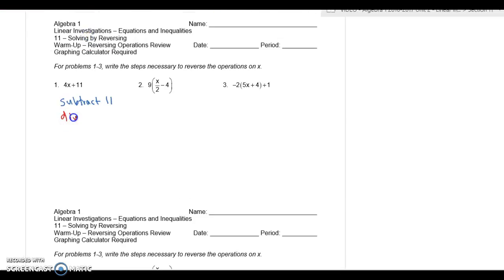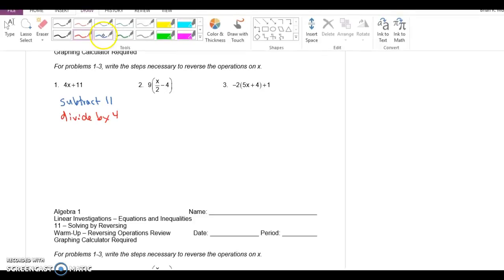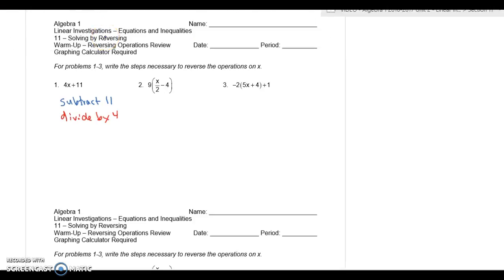Again, our process, if we have no parentheses, we want to reverse any addition and subtraction first, and then reverse any multiplication and division. On number 2 and 3, though, we do have parentheses. We want to first start off with whatever is outside of the parentheses, and try to reverse that. On number 2, I'm seeing that there's a 9 out in front of the parentheses, so the first thing I want to do is reverse that. If I have a 9 in front of parentheses, that indicates multiplication, so to reverse it, I'm going to divide by 9.